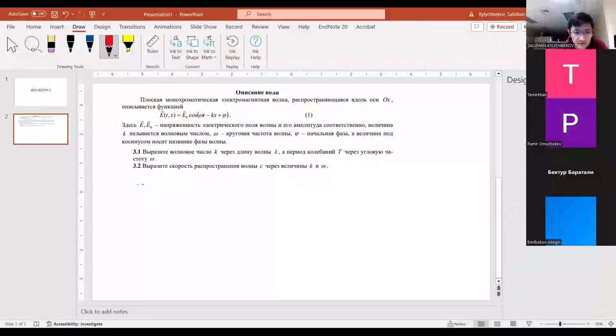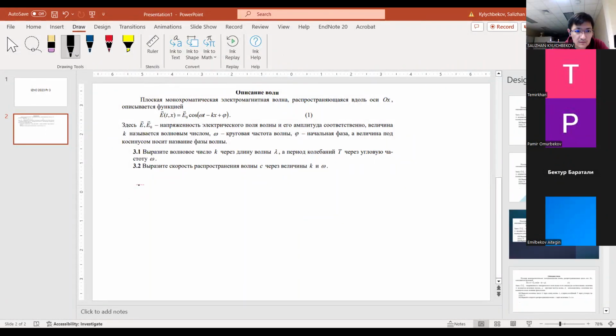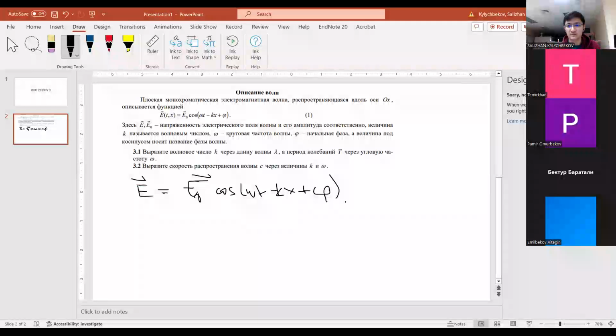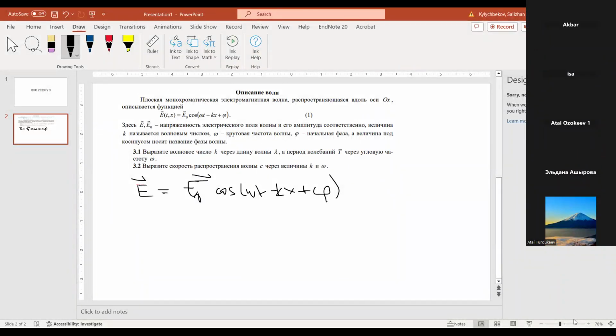So, how do you solve it? Your equation is E of x, t is equal to E0 cosine(omega t minus kx plus phi), right? Phi is the initial phase. Can you see my PowerPoint screen? Okay, good.